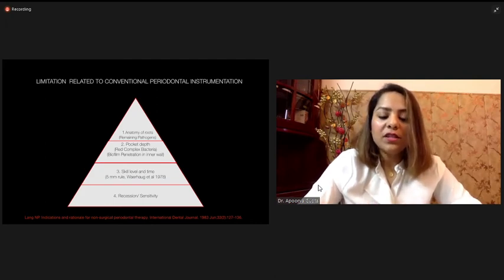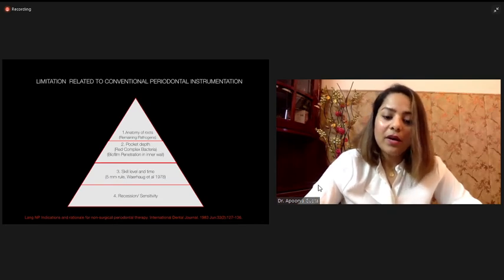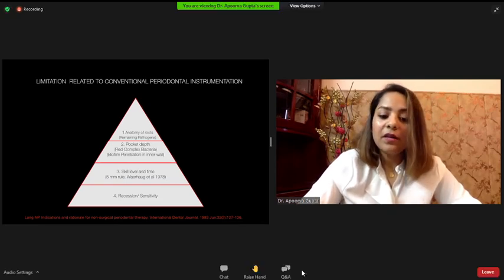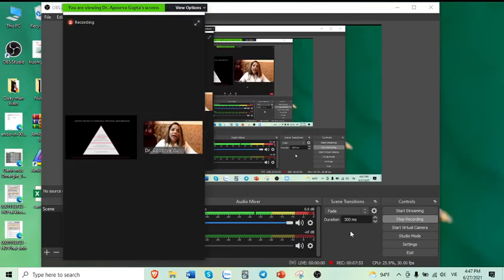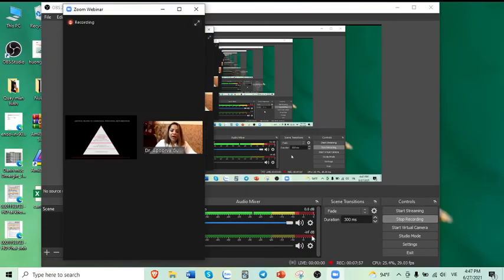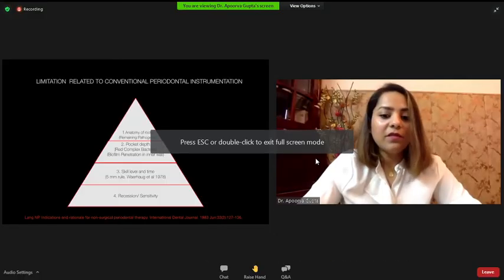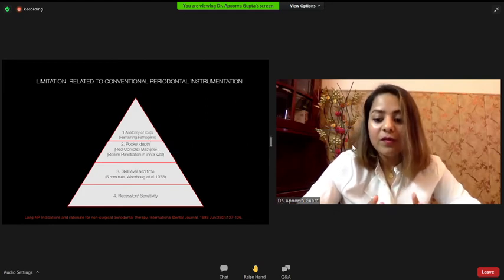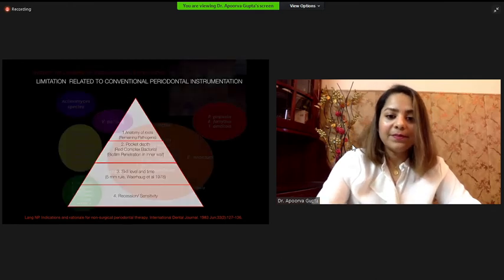So most of these teeth, which are actually salvageable, unfortunately go for implants because we don't have the understanding of periodontal disease and the science behind the treatment. And if we have that, then we are able to save them. So let's see if during the presentation we can find some midway of saving these teeth and not replacing all of them with implants.